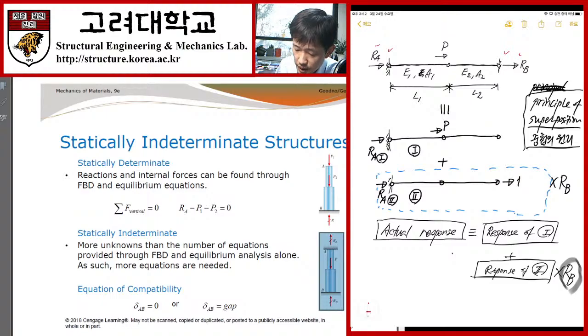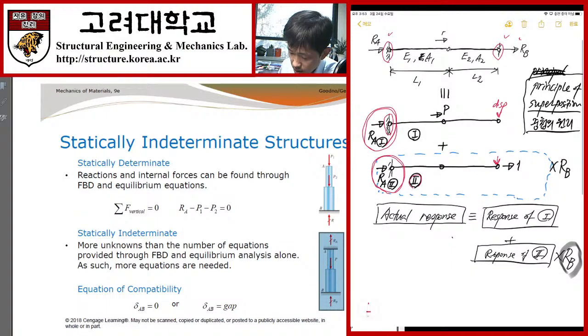So instead of having these two different places of boundary conditions, here we want to consider only one boundary condition. Now we have only one reaction. If you have only one reaction, then we can solve the reaction by using the force equilibrium condition. And if you use the formula regarding the elongation of structural members, then we can calculate the displacement here. Also in system 2, we can determine the reaction very easily, and then I can calculate the displacement at this point.